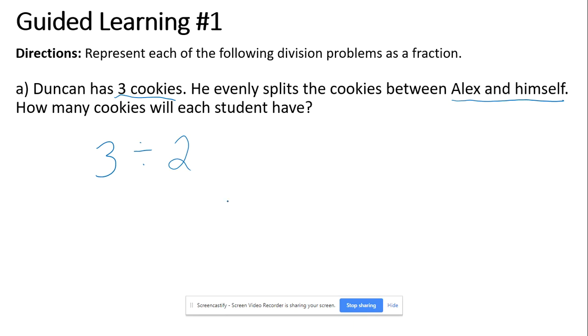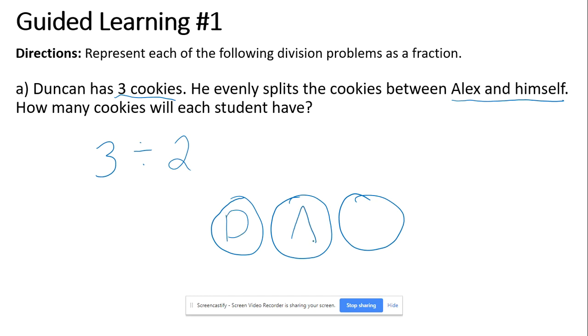So I'm going to draw a picture to help visualize this. We have 3 cookies. We're going to give this between 2 people. So I'm going to give Duncan 1 cookie, Alex another cookie. We have this last cookie left over. Well, we could split the cookie in half, give half of it to Duncan and half of it to Alex. So that means each person's going to be getting 1.5 cookies.